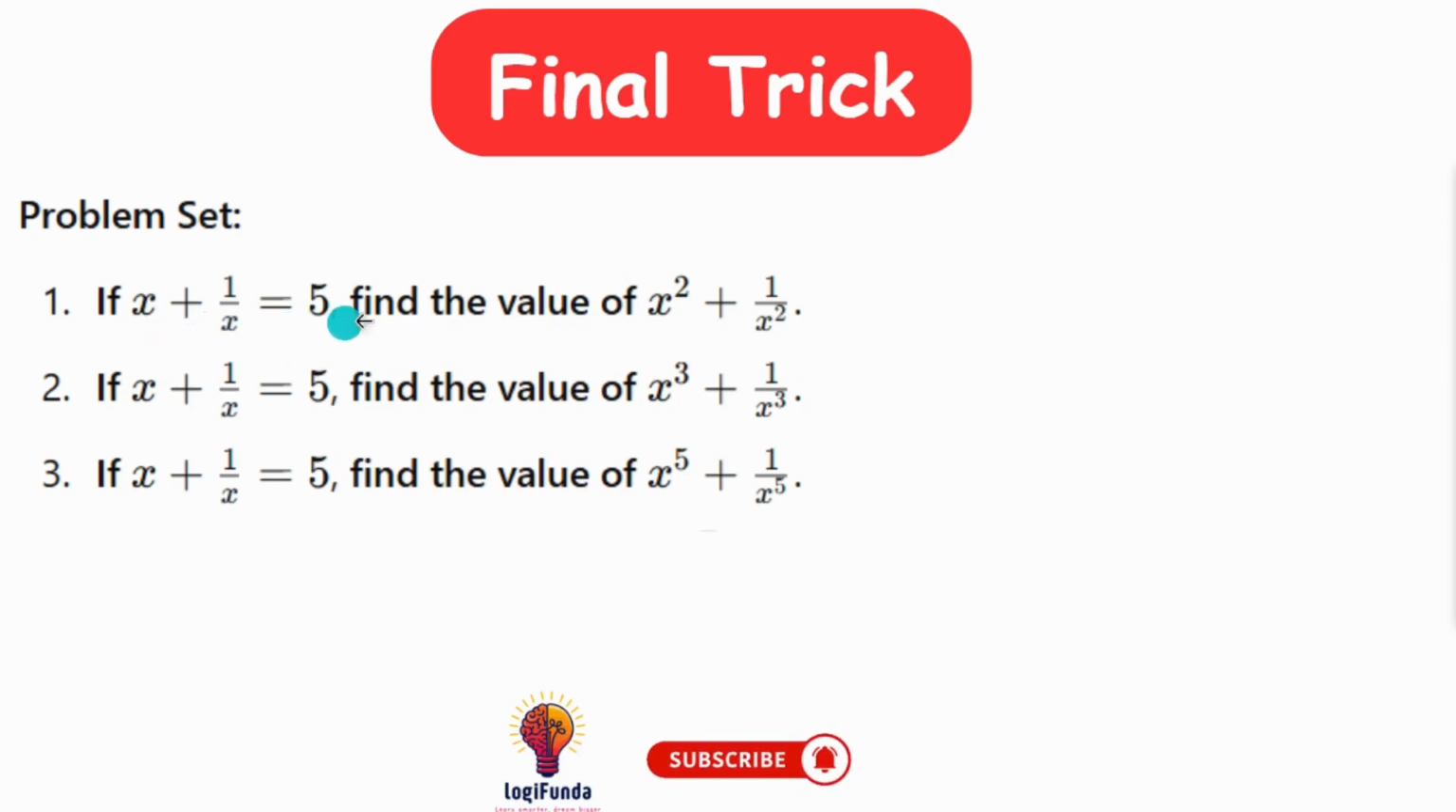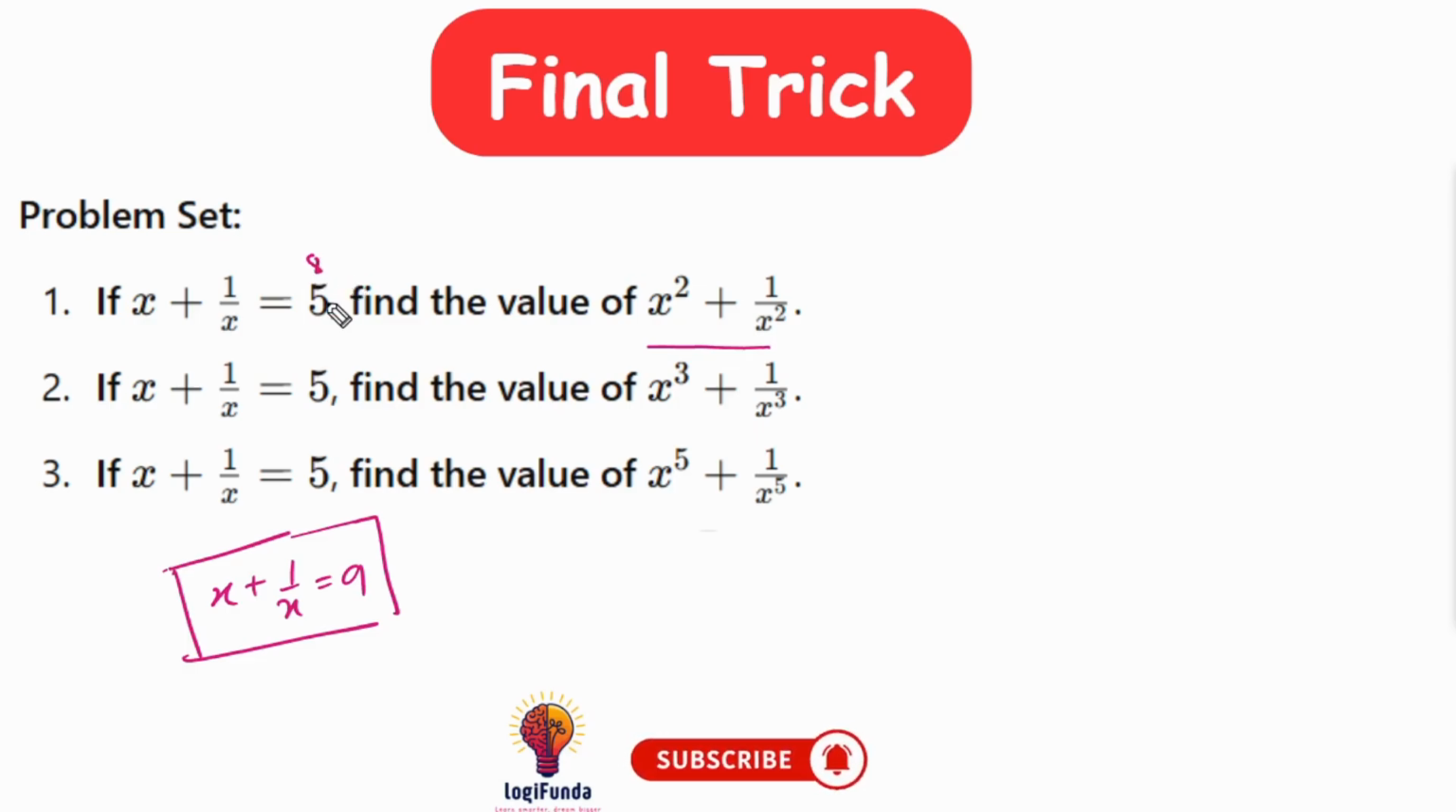If this is given, okay, and in the exam it's asking x square plus 1 by x square, okay, so assume here x plus 1 by x is equal to a, okay, it could be anything, 5, 8, 10, whatever. In a competitive exam they can give anything. So let's see, if you would like to find out the value of x square plus 1 by x square, then simply what you need to do is just a square and then minus 2, okay.